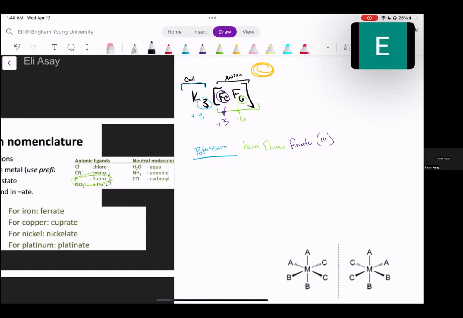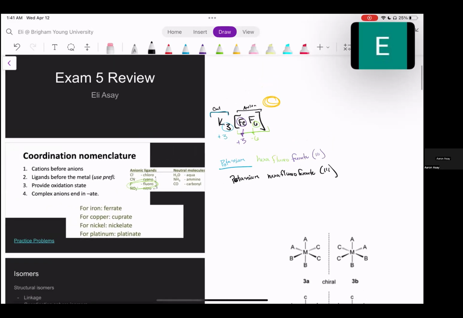So in the end, we'll make it look a little cleaner. I don't know why I keep writing an A for that, but we're going to do potassium hexafluoroferrate(III), with the oxidation state. So that's how it looks when your ligands are attached to your anion.